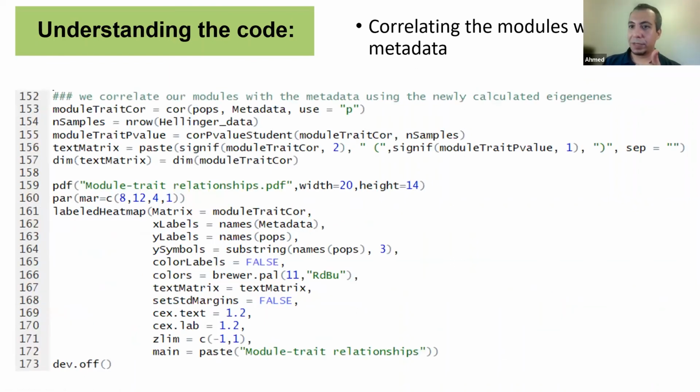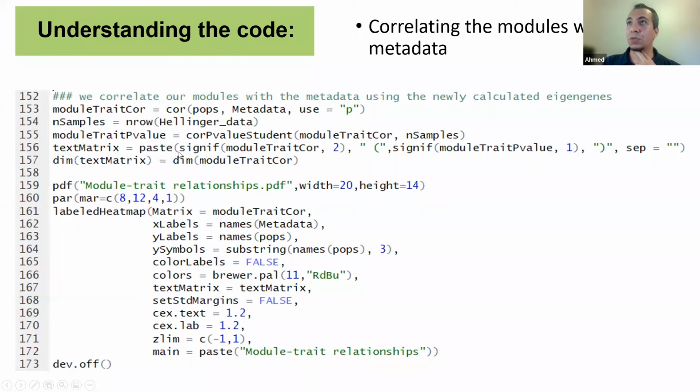So we got our metadata. We got our eigengenes that we are going to use to correlate our modules to the metadata. And this is basically how to do it. This is, again, the correlation function, standard thing. You are correlating the metadata matrix with your eigengene matrix, and you're using a standard Pearson correlation method.